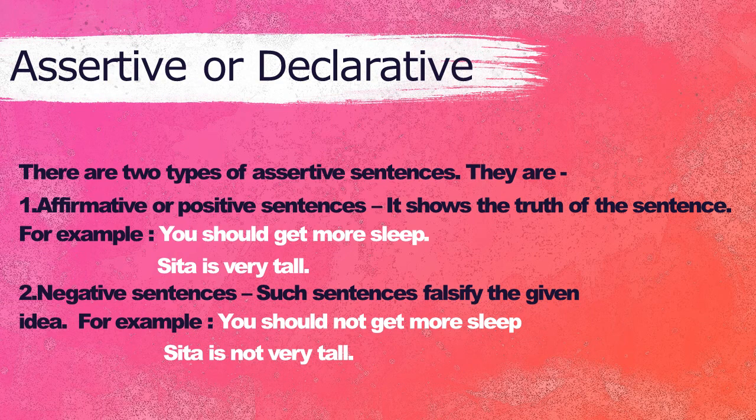The second type is called negative sentences. Such sentences falsify the given idea. For example, you should not get more sleep. Sita is not very tall.